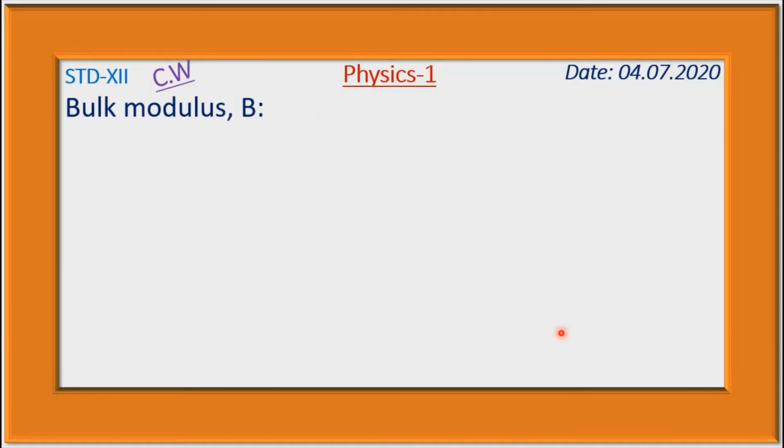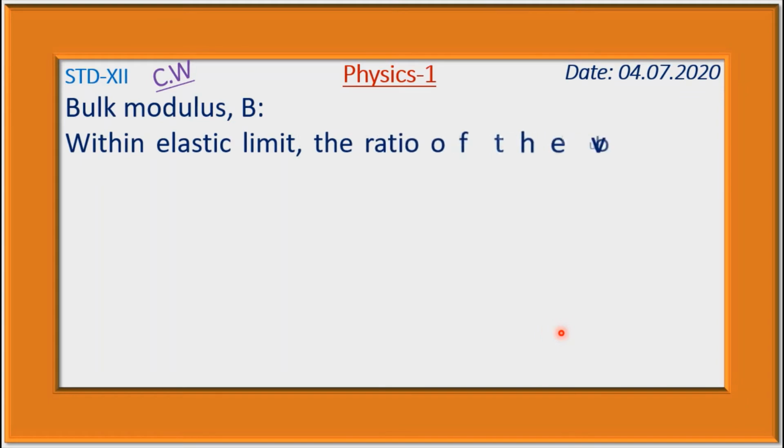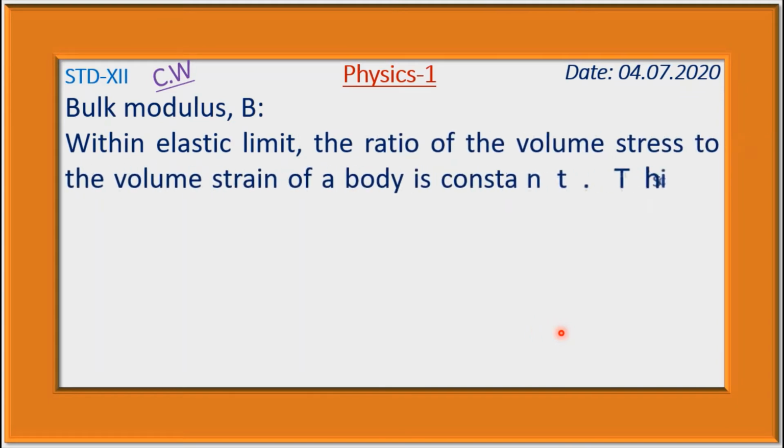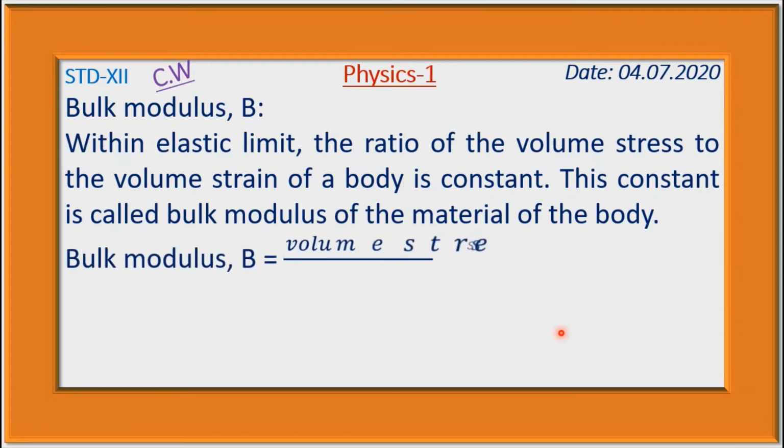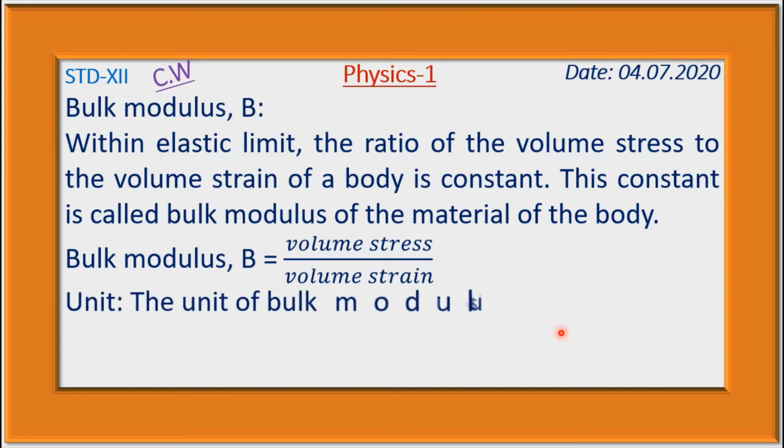Now bulk modulus B. Within elastic limit, the ratio of the volume stress to the volume strain of a body is constant. This constant is called bulk modulus of the material of the body. For longitudinal stress and longitudinal strain, we have got Young's modulus Y, and for volume stress and volume strain, we have got bulk modulus B. And bulk modulus B is equal to volume stress divided by volume strain, and its unit is also Newton per meter square or Pascal.